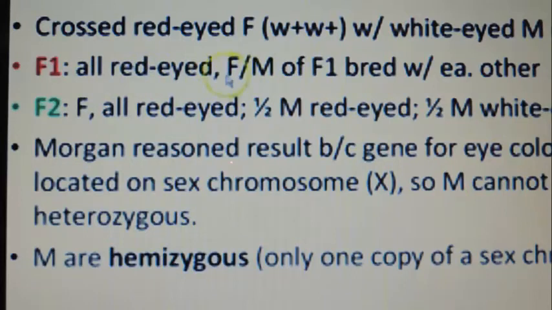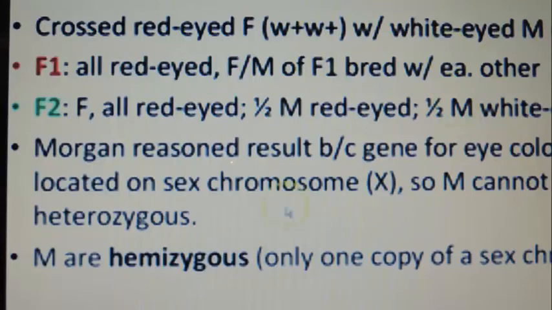They were all red-eyed. But what they did was allow males and females from this F1 generation to breed with one another. As a result of that, the F2 generation had red and white-eyed organisms. But what was unexpected was the fact that females only had red eyes, and males, approximately half of them had red eyes and approximately half had white. So while the genes were passed on from parent to offspring, the passage of those genes was somewhat unexpected.